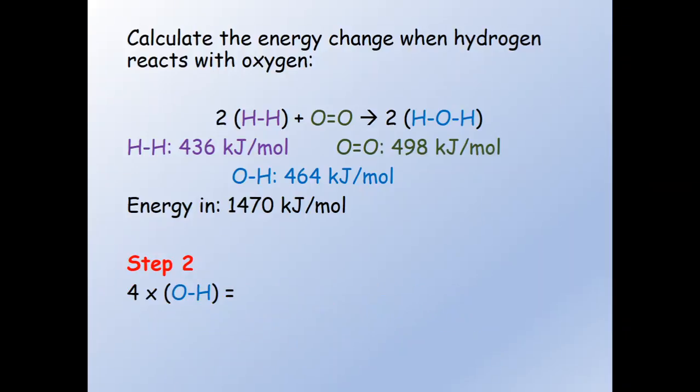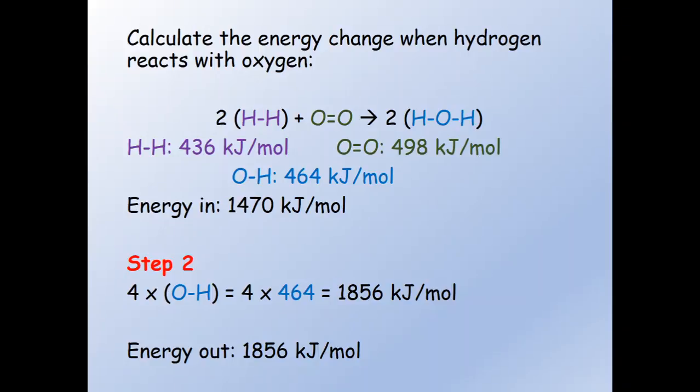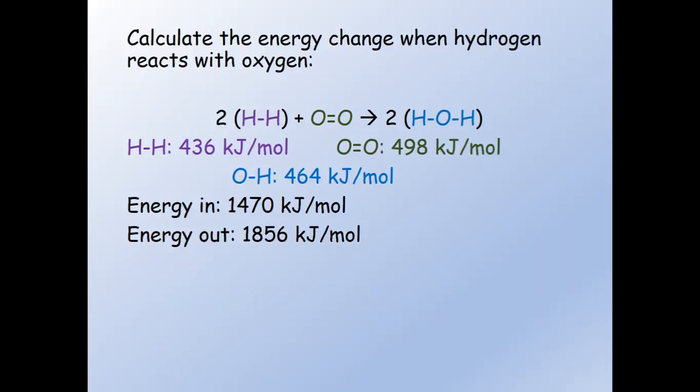So we have to do 4 times the bonding energy of the oxygen-hydrogen bond, which is 4 times 464, and this gives us 1856 kJ per mole. So energy out is 1856 kJ per mole. Again, we need to remember this number.